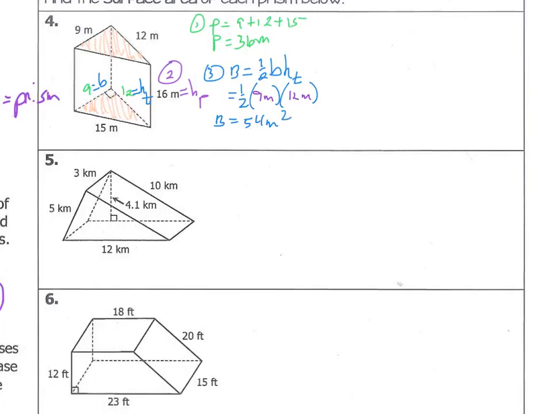So now I have all three pieces that I need to find my surface area. So here we go. Write your general formula so that you have it memorized. So surface area is equal to pH plus 2 big B. So my P is 36 meters. My H is the 16 meters. And my big B is 54 meters squared.